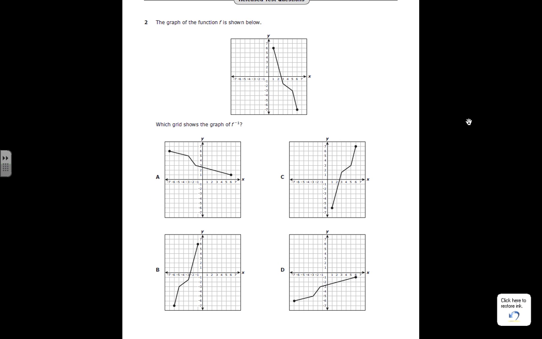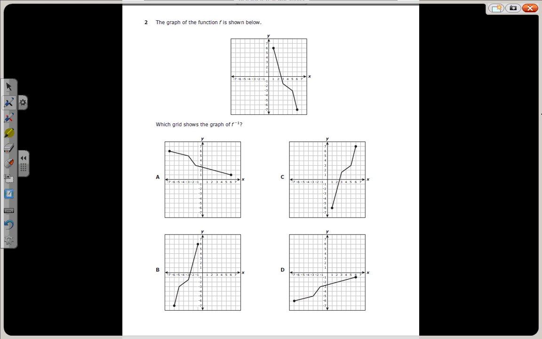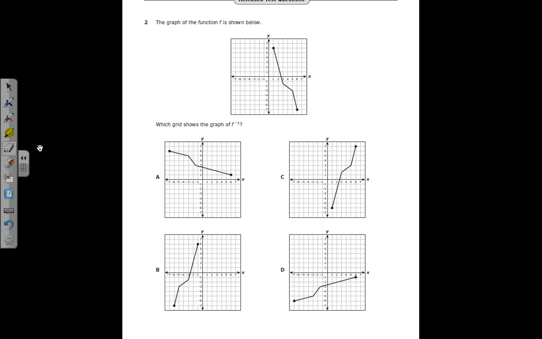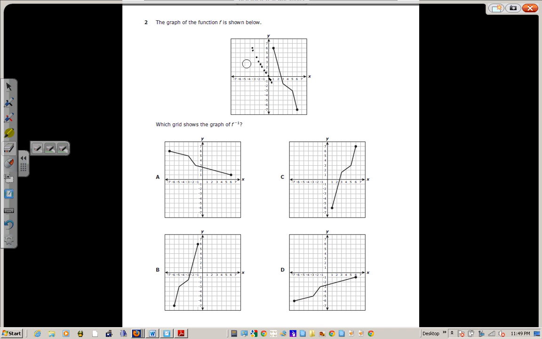All right, so now let's take a look at number 2. It says the graph of the function is shown below, which shows the graph of f inverse. So there are two ways of doing this. One way you can do this is you can draw the line y equals x and make a reflection. So basically draw a line down the center, and the line y equals x goes the other direction. So basically the line y equals x, erase this, it goes this way.